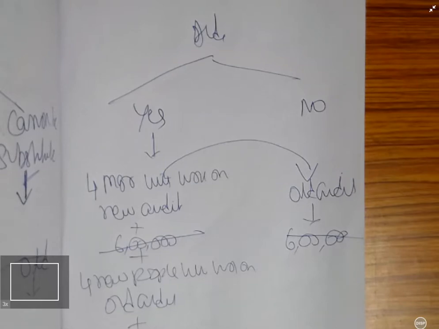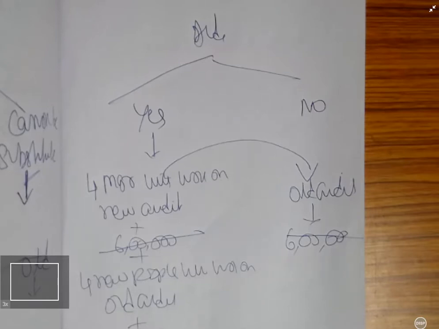4 managers are working on the new audit who are paid 6 lakhs, but the relevant cost of the new audit is only 3 lakhs. Clear? Able to understand this? Any doubts? It does not matter who is working on it. It really doesn't matter because of this decision.